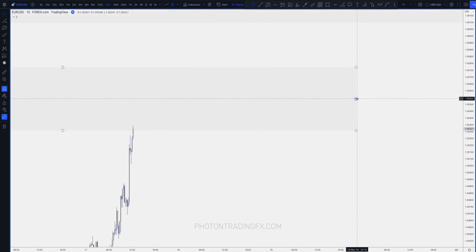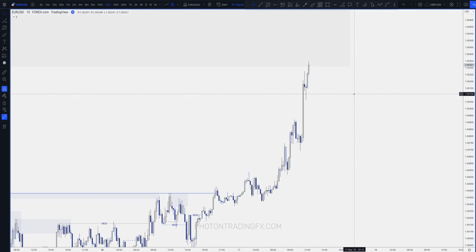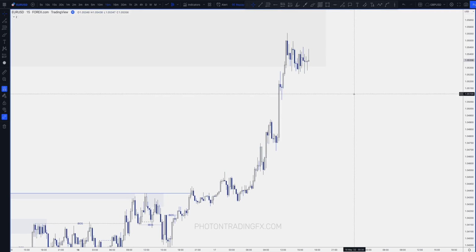Now coming into this larger zone here, I don't want to spend ages looking at supply and demand and trying to refine it all. I just really want to focus on the internal structure.